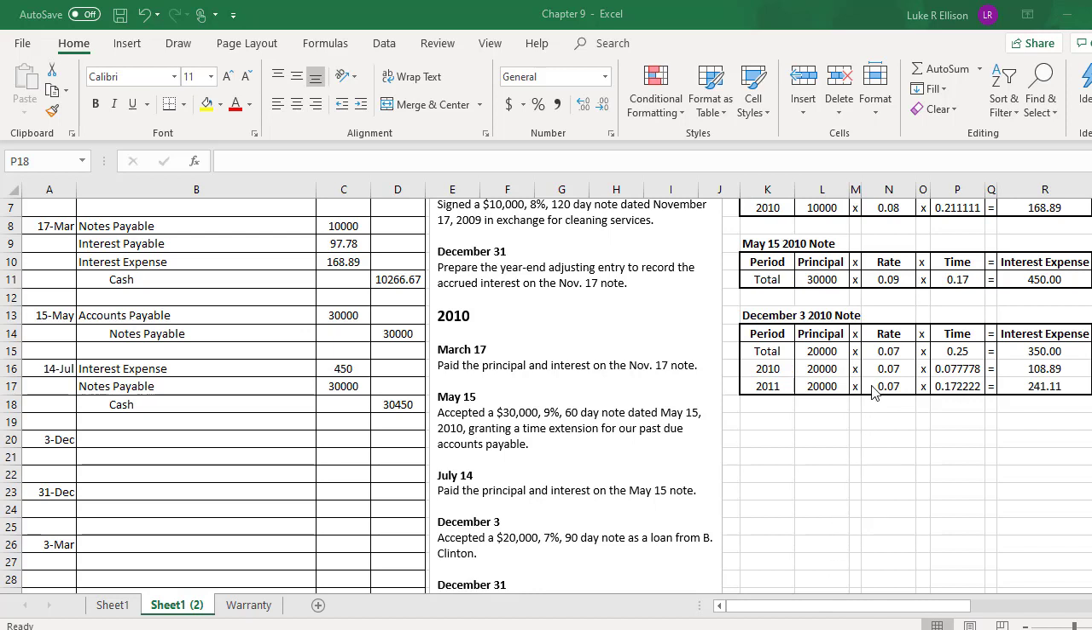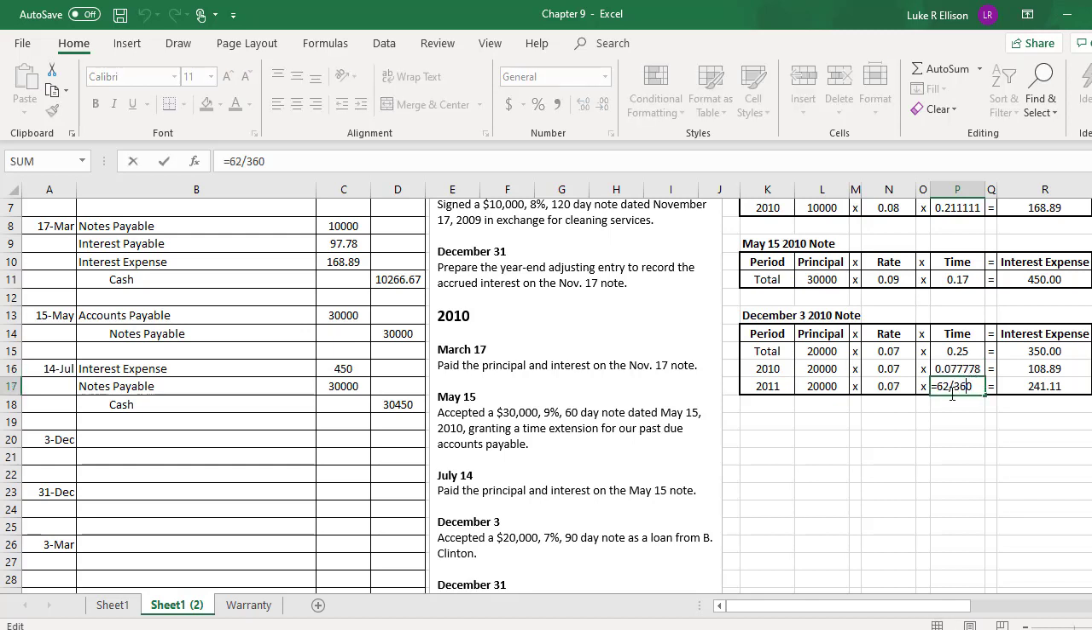Alright, we are back with the answers for this chart here. So this note was worth $20,000, so that's the principal. The rate was 7%, so that's 0.07 for all rows. The time period in total was 90 days out of 360. For 2010, since the note was created on December 3rd, if we take 31 and we subtract 3, we get 28 days remaining. So there's 28 days in December, which is the total for 2010. So that's 28 over 360.